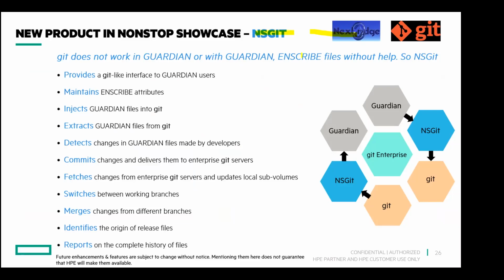It actually helps Nonstop-specific Guardian files and Enscribe records, DDL data, etc., and converts or adapts them to be stored in Git and recovered from it. So it does Guardian to NSGit. NSGit does the necessary work, and then it pushes into Git, and you can retrieve from Git, get back all your Guardian data and file systems, etc.